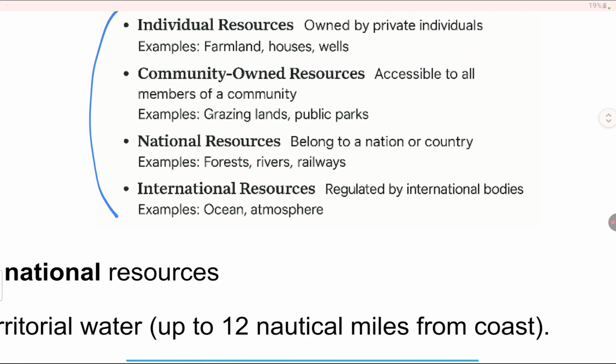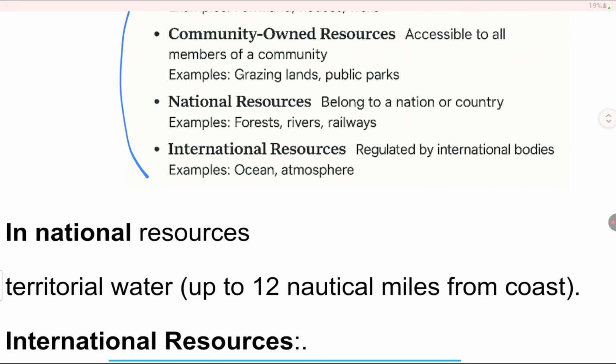National resources are those resources which come under national jurisdiction. For example, forest, river, railways. In international resources, international law prevails. Here, examples are oceans, atmosphere.